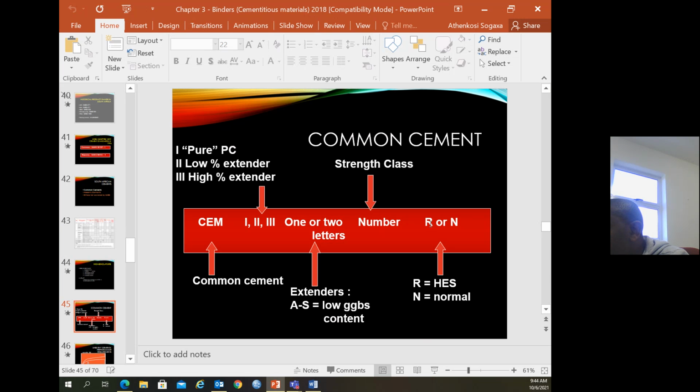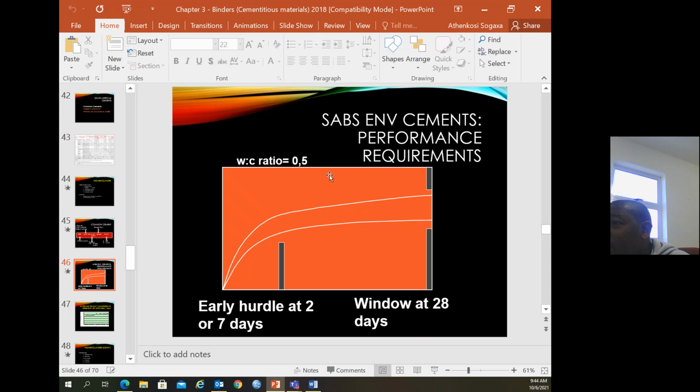That means it reacts, and R means high early strength. That is indicated by R. N means a normal strength that you achieve. Once you put in extenders, you achieve a very high early strength in your concrete if your cement contains cement extenders. There's a water cement ratio that I will deal with when we're dealing with, I think, chapter 7.